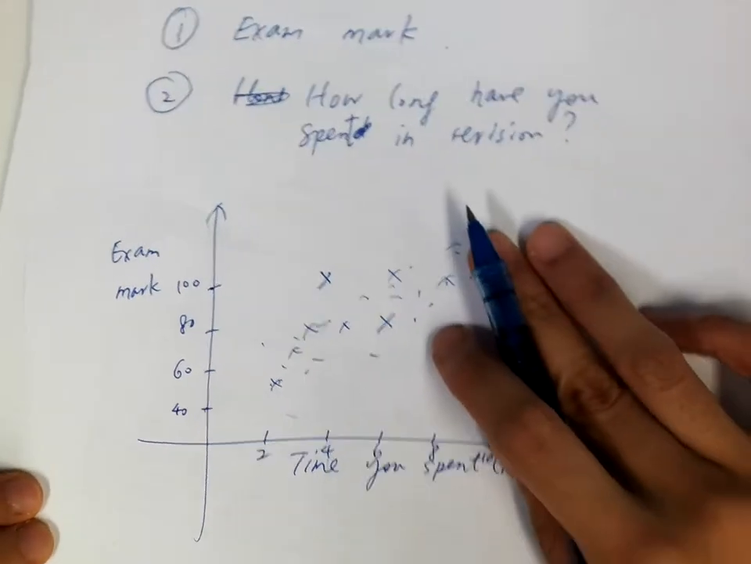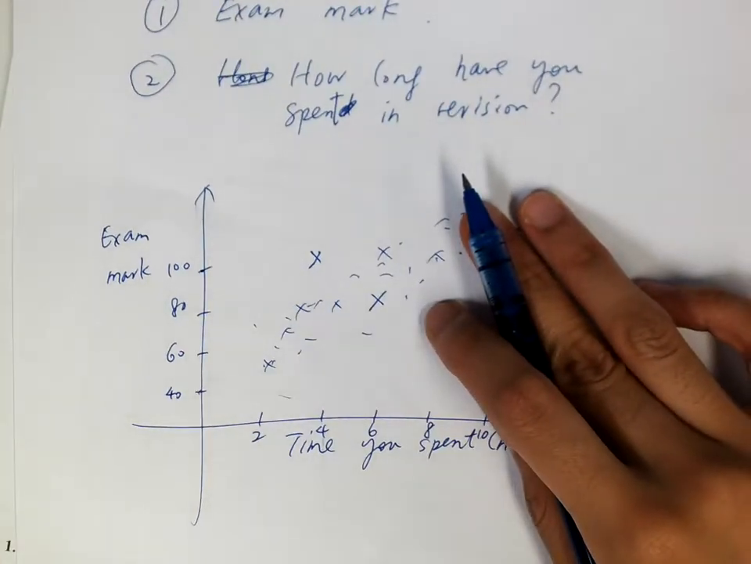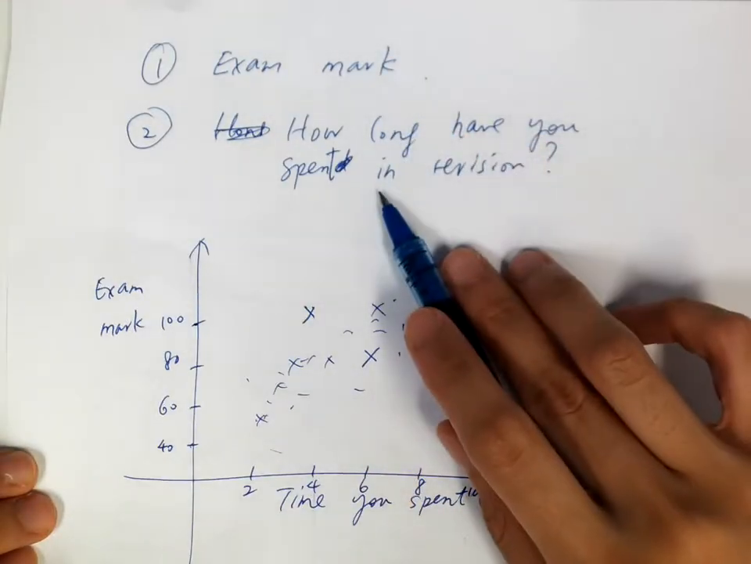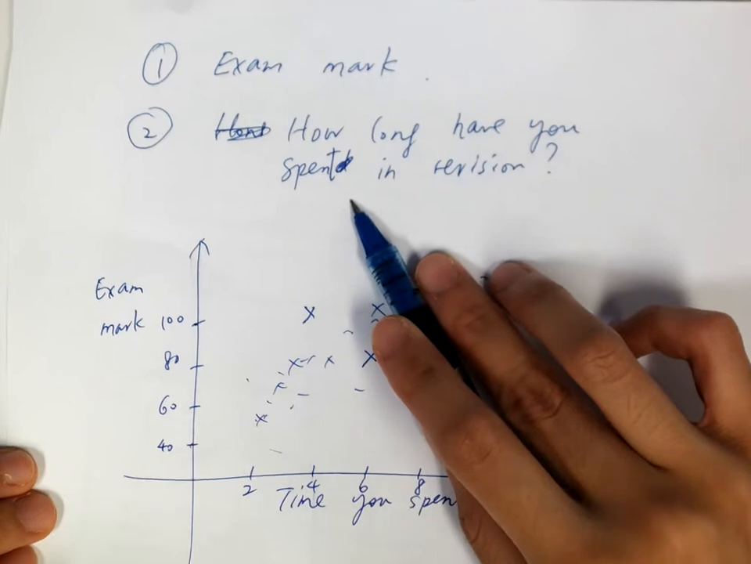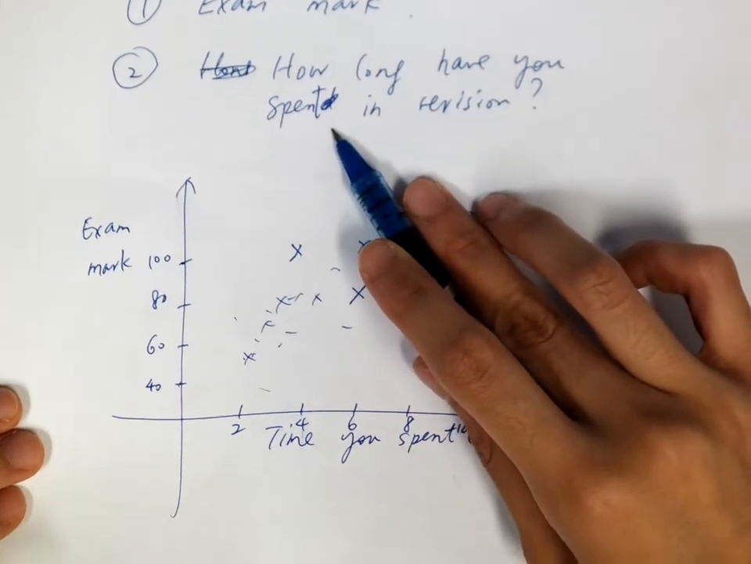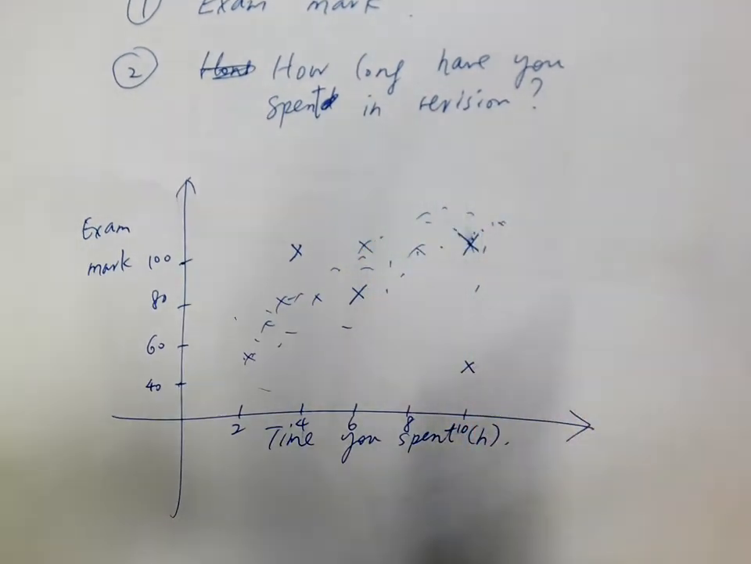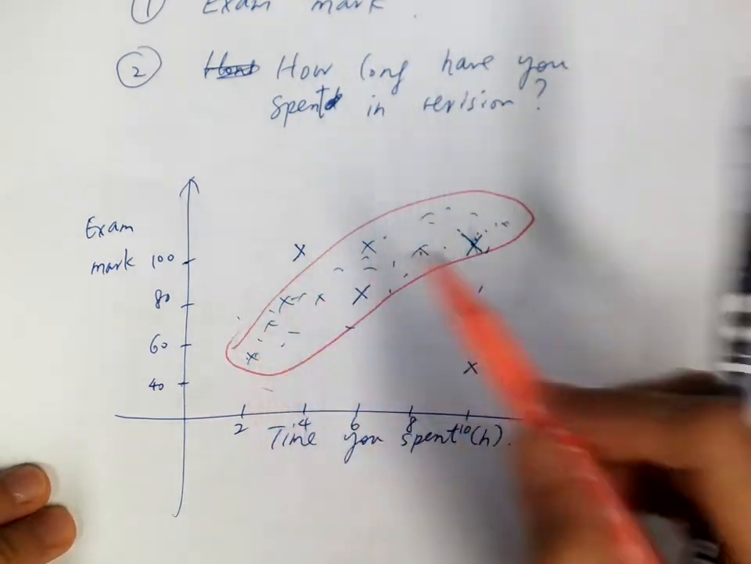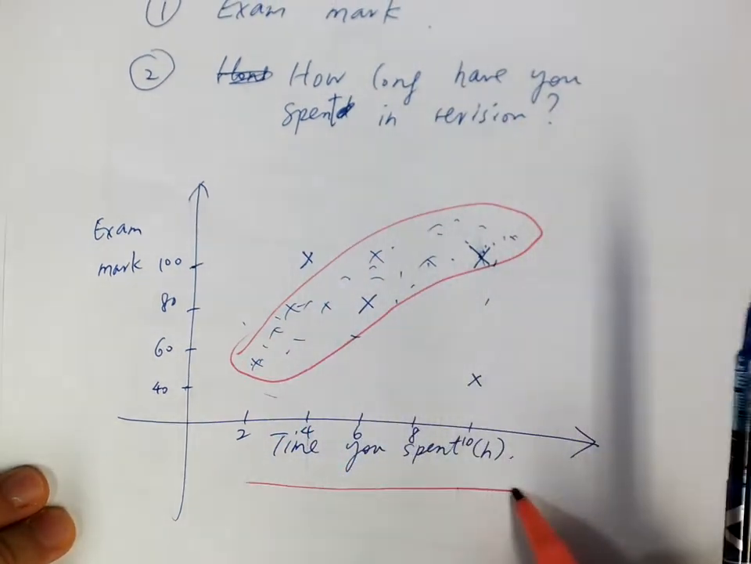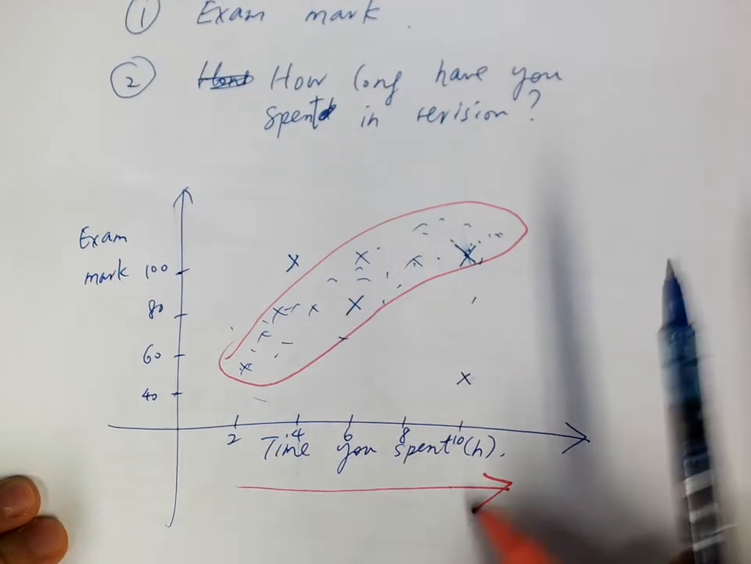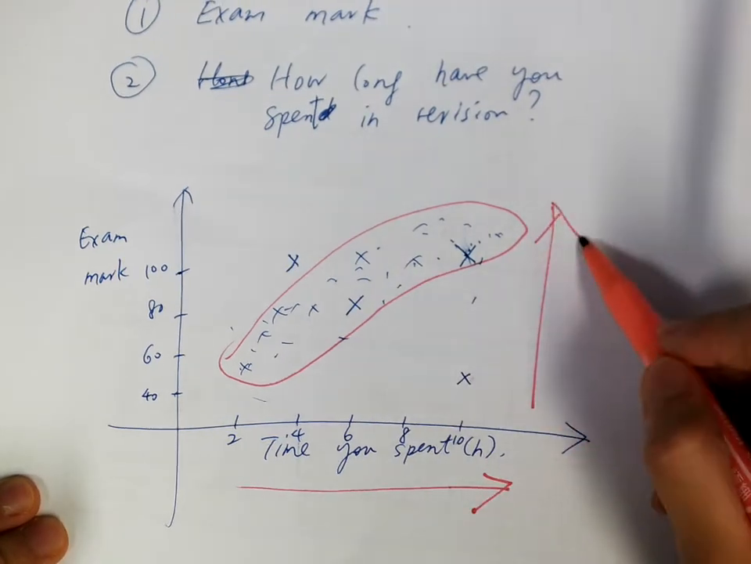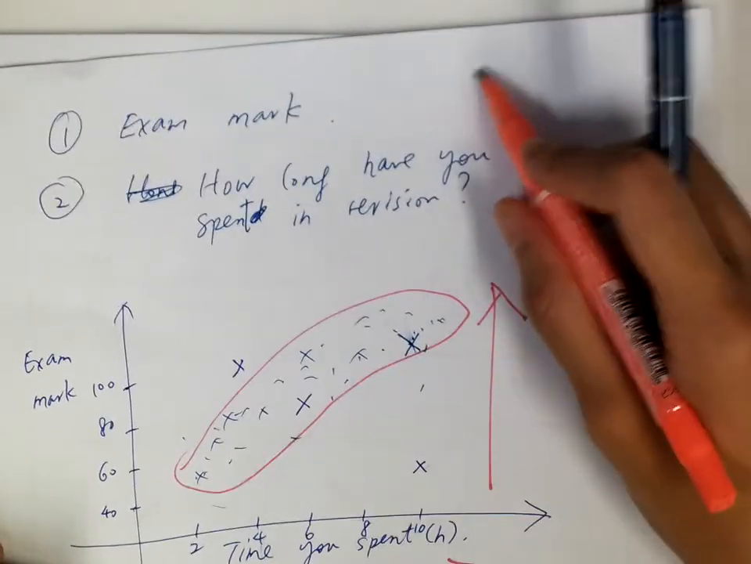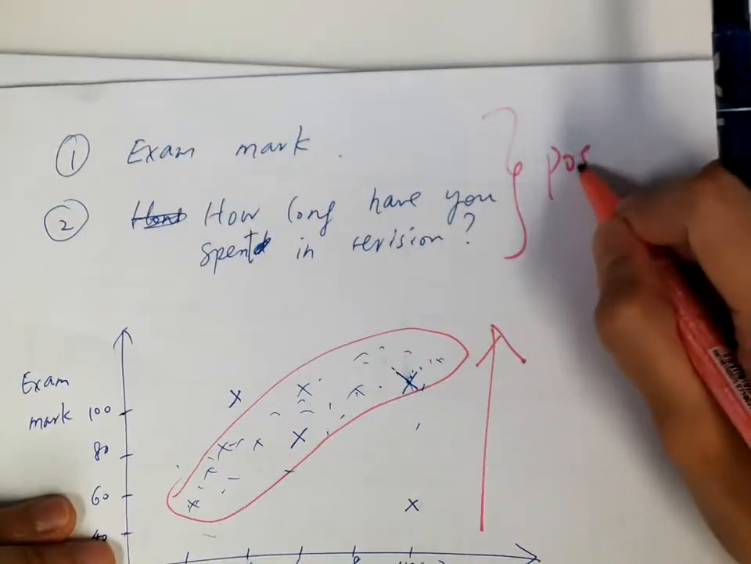We call it a scatter diagram. So is there any relationship between the examination mark and the period of time they spend in revision? Yes, I think so, because you can see the trend is like this. It means the more time you spend in your revision, the higher marks you can get in the examination. So we can say they have a positive relationship.